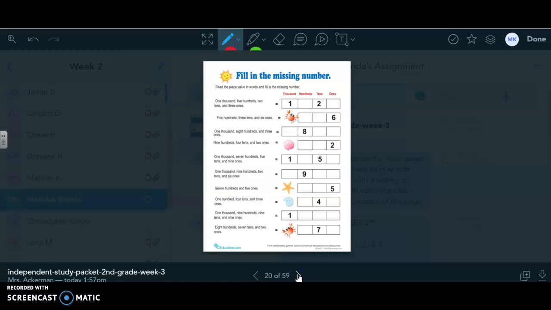And then for math, you have fill in the missing number. So they are telling you how many thousands, how many hundreds, how many tens, and how many ones, and you're just filling in the missing numbers that are there. Boys and girls, you have done several things like this already, so I think you should be fine doing that one. If you do have questions, you may let me know.